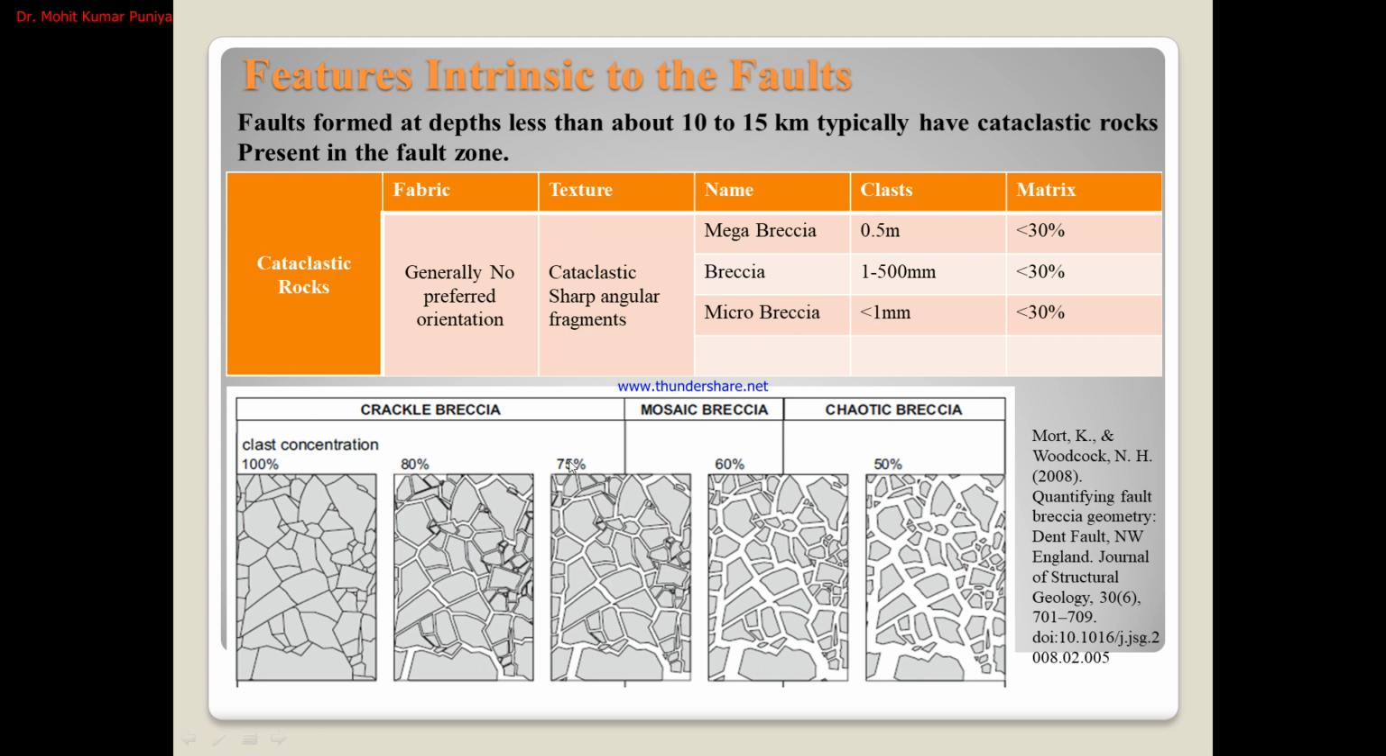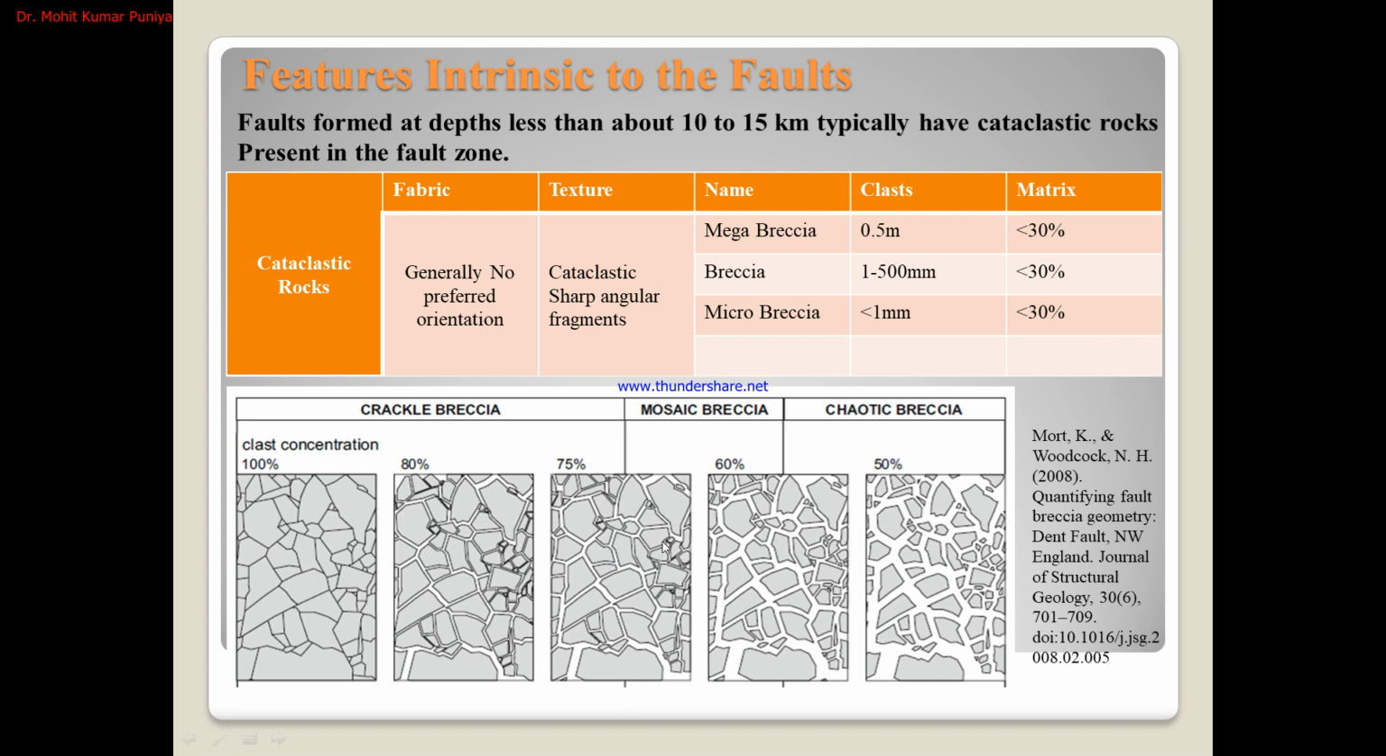There is one more classification based on clast concentration, given by Mort and Hodworth in 2008. The first one is crackle breccia. In crackle breccia, the clast concentration varies from 100% to 75%. As we can see in this sketch, the clast concentration is 100%, 80%, 75%. That is known as crackle breccia.